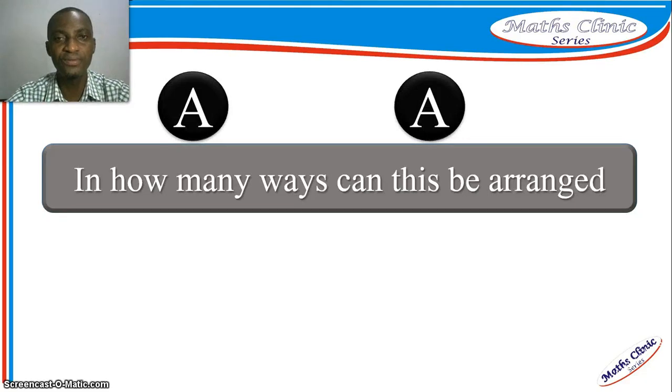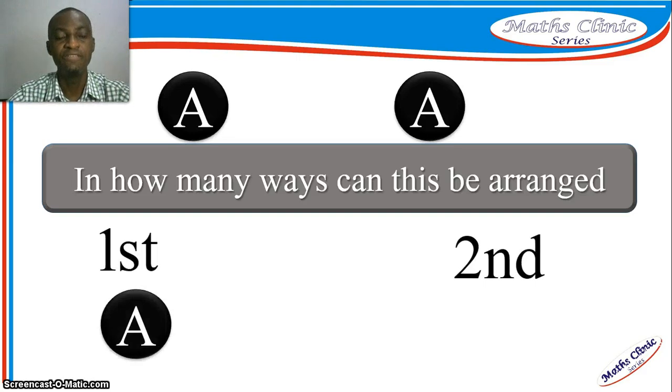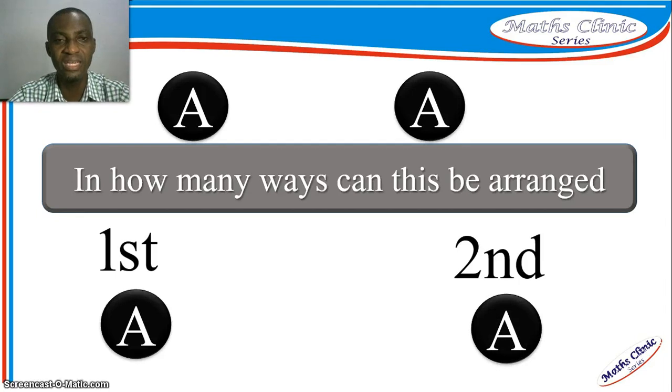What if I have two letters but they are the same, A and A? In how many ways can this be arranged? I'm sure you are right by saying one way. If I put A first here and I put this A, it's the same thing. When I interchange the position, I'll still get the same arrangement. So that is also one way.